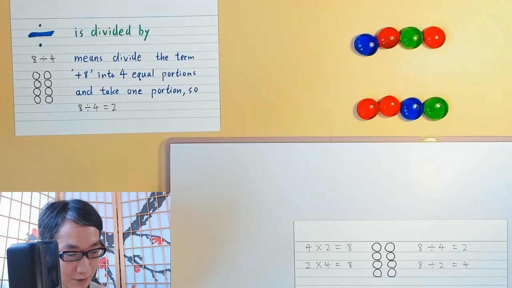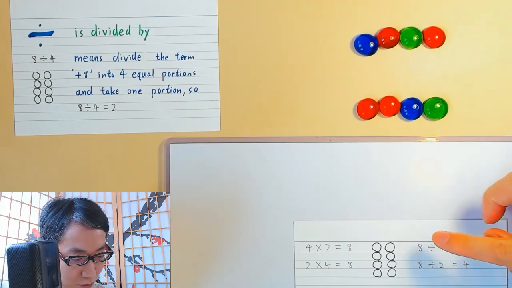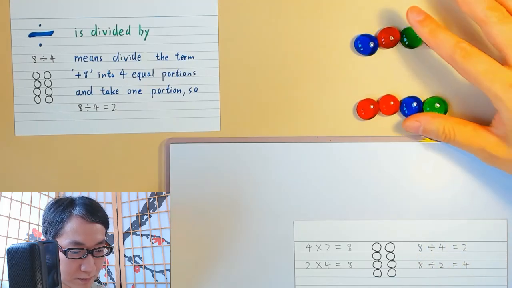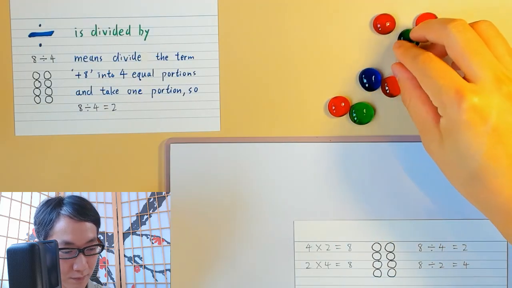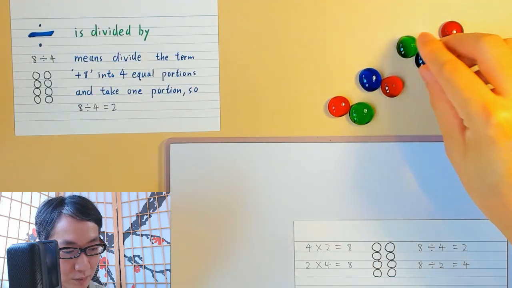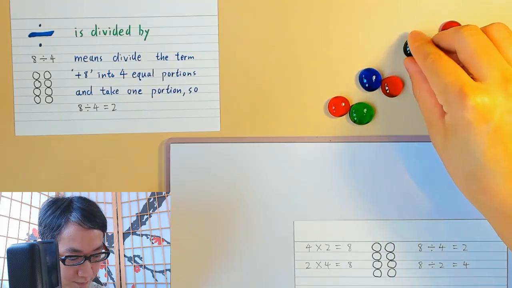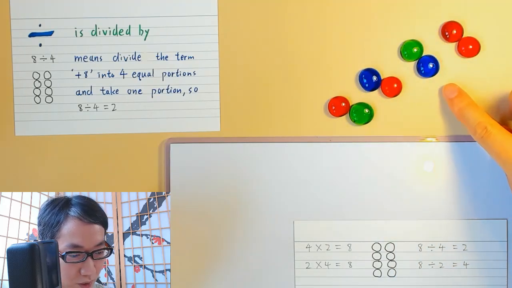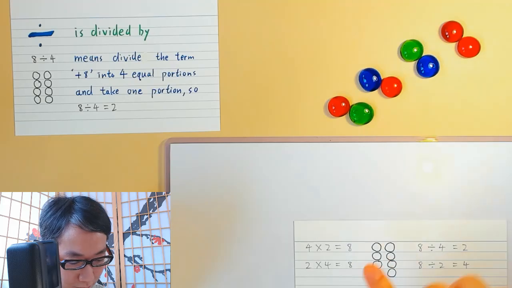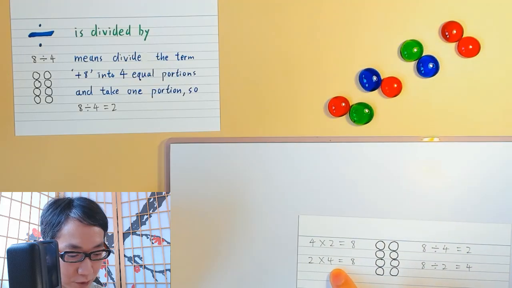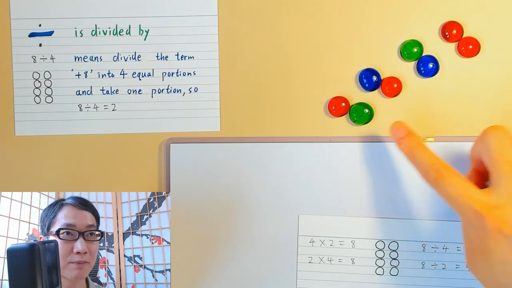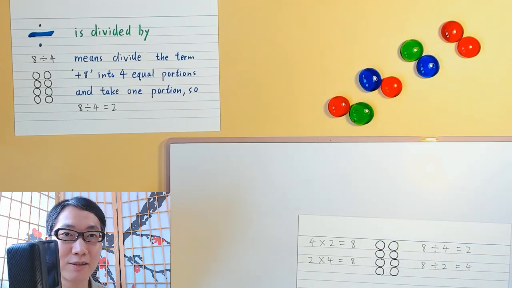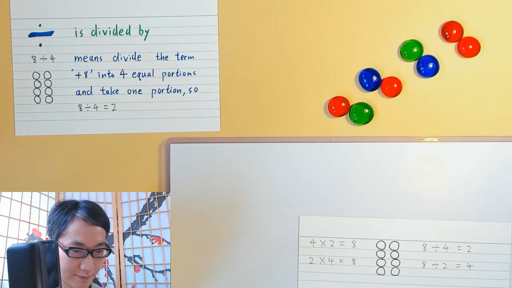Another example, 8 is divided by 4. We already know this is 2. 8 divided by 4 and take 1 portion, this is a 2. Then I multiply this by 4. 2 is multiplied by 4. I do it 4 times: 1, 2, 3, 4 times. And then I'll get back the 8.